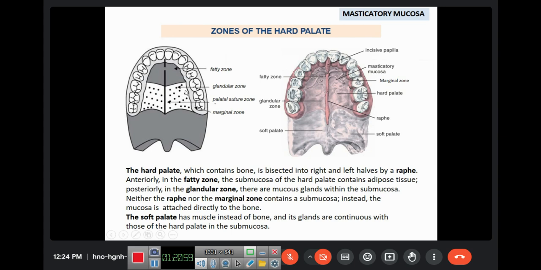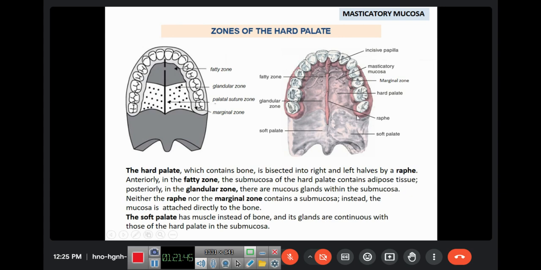So, hard palate has four zones. Anterior zone, it is called fatty zone, one third of the length of the hard palate. Most of this part develops from the primary palate. Next goes the glandular zone. The third zone is called the raphe of the hard palate. It is the line which results from the area of fusion of the palatine processes during development of the secondary palate. And the fourth zone is called marginal zone.